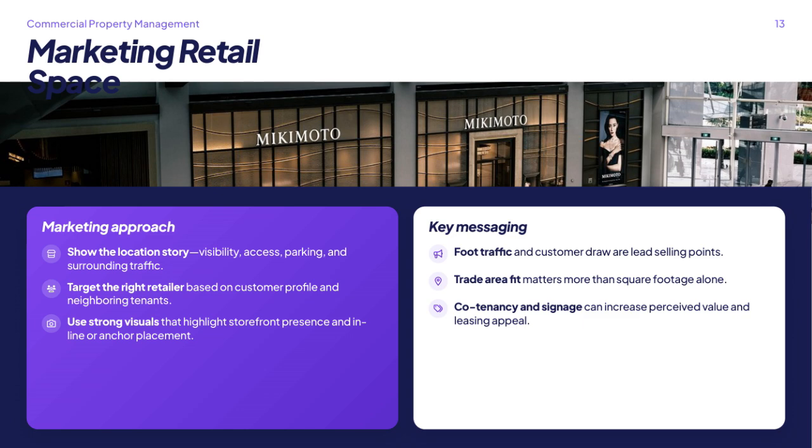When marketing retail space, it's crucial to tell a clear location story. This means emphasizing the property's visibility, how easy it is to access, available parking, and the surrounding traffic patterns. These factors make a big difference in attracting potential retailers.